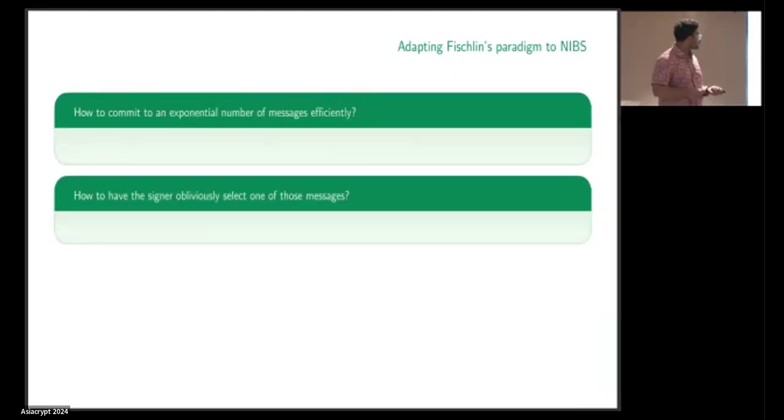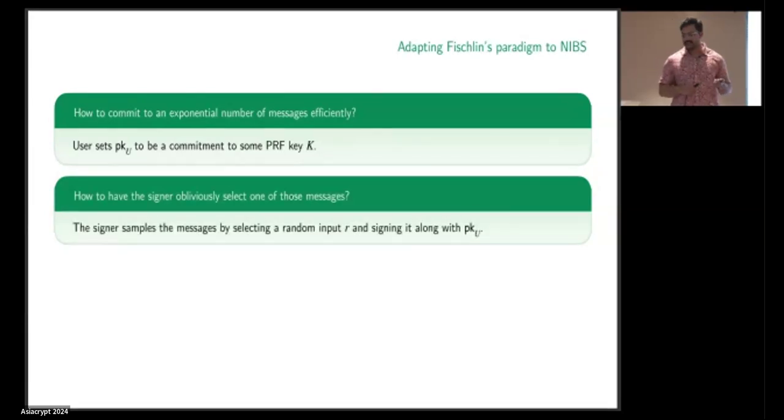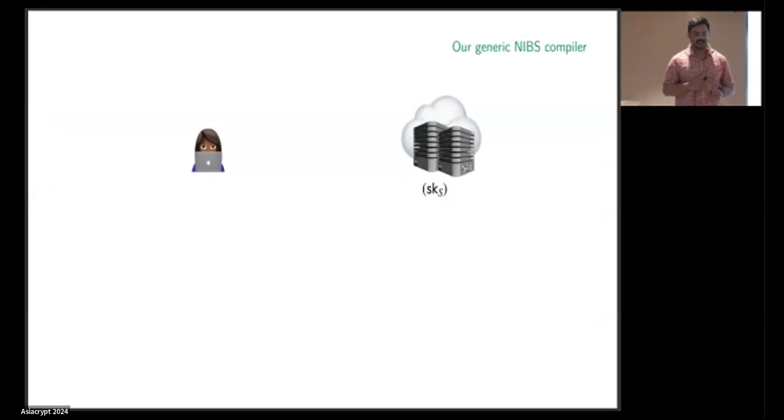So the solution is quite straightforward. We use a PRF. The user's public key is a commitment to some PRF key. And the signer simply samples a randomness R and signs both PKU and R. The final message is just the PRF evaluation of R, and the signature is a proof of knowledge of the pre-signature on PKU and R, corresponding to the original commitment.